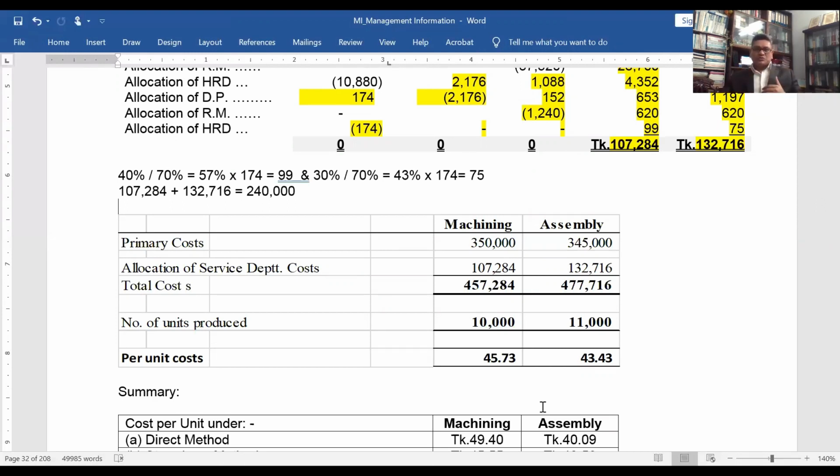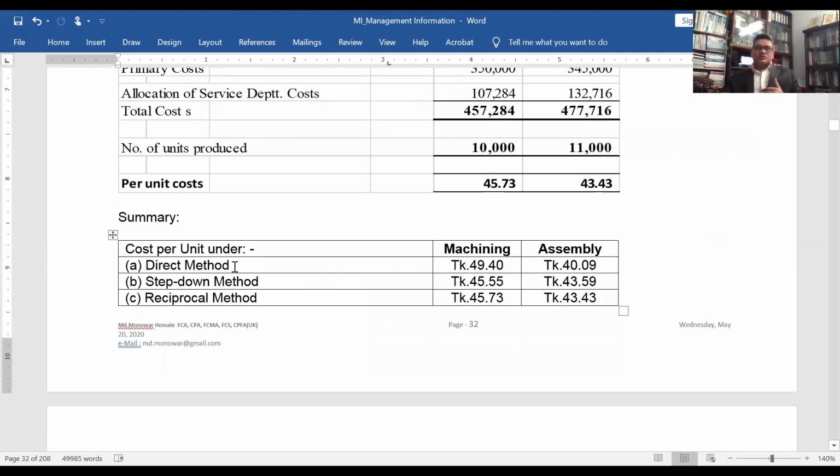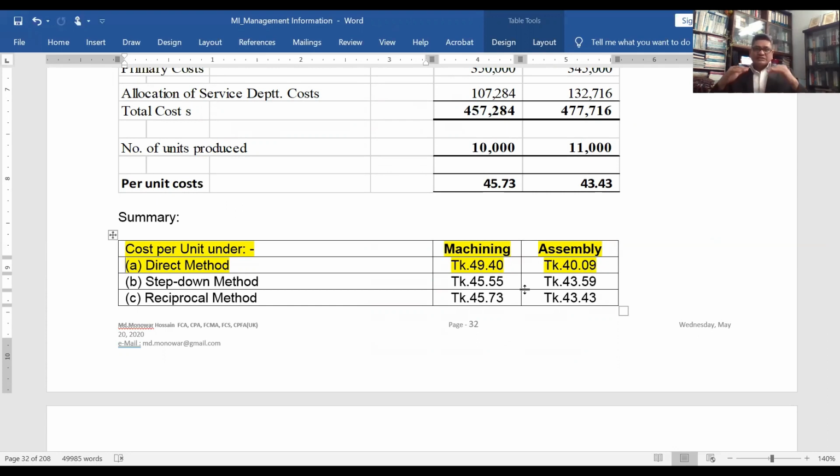So there are three methods. Now we compare. In the direct method, we have seen the machining department 49.40 per unit, and assembly department per unit is 40.09. But step down method 45.55, and assembly department 43.59, and reciprocal method 45.73, and assembly 43.43. So we have seen here that the reciprocal method is the accurate method. So this cost per unit under the reciprocal method is the accurate cost per unit.